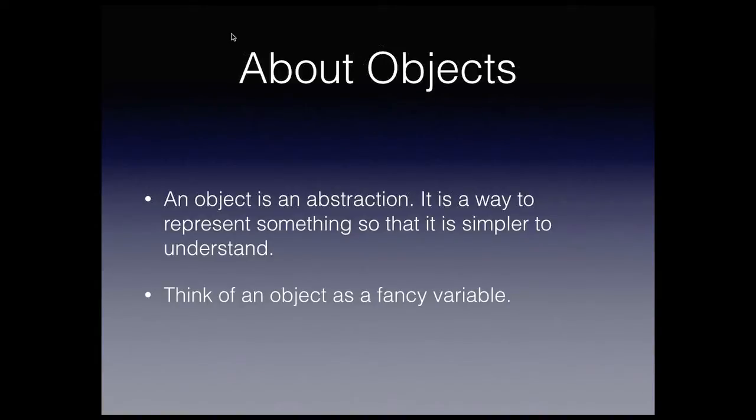So the first thing is about objects. So what is an object? It's an abstraction. It's a way to represent something so that it is simpler to understand. And that's the main thing when you're programming, is you want to create your code and your apps so that they're easy to understand. You want to simplify the problem you're working with. And objects can really help with that. And one way to think of an object is just that it's a fancy variable.